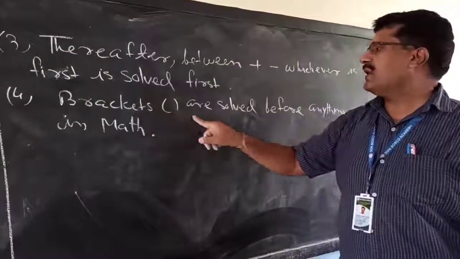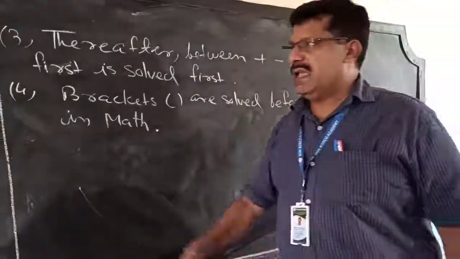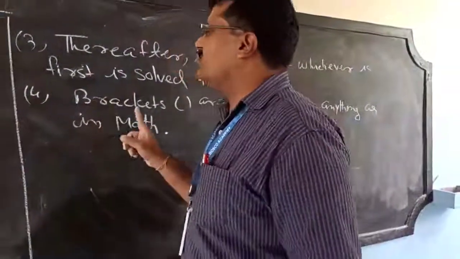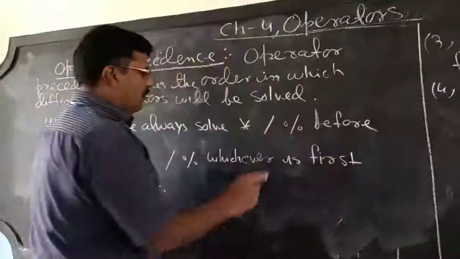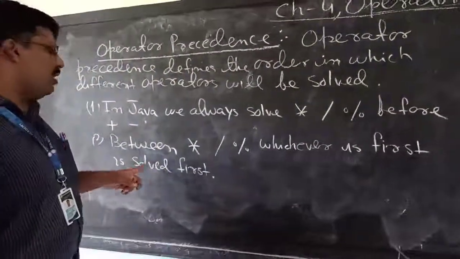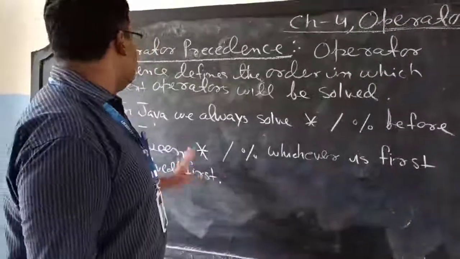Last rule: brackets are solved before anything, as in maths. Above all, brackets will be solved first, then asterisk, slash or modulus, and at last plus and minus will be solved. So these are the operator precedence rules.